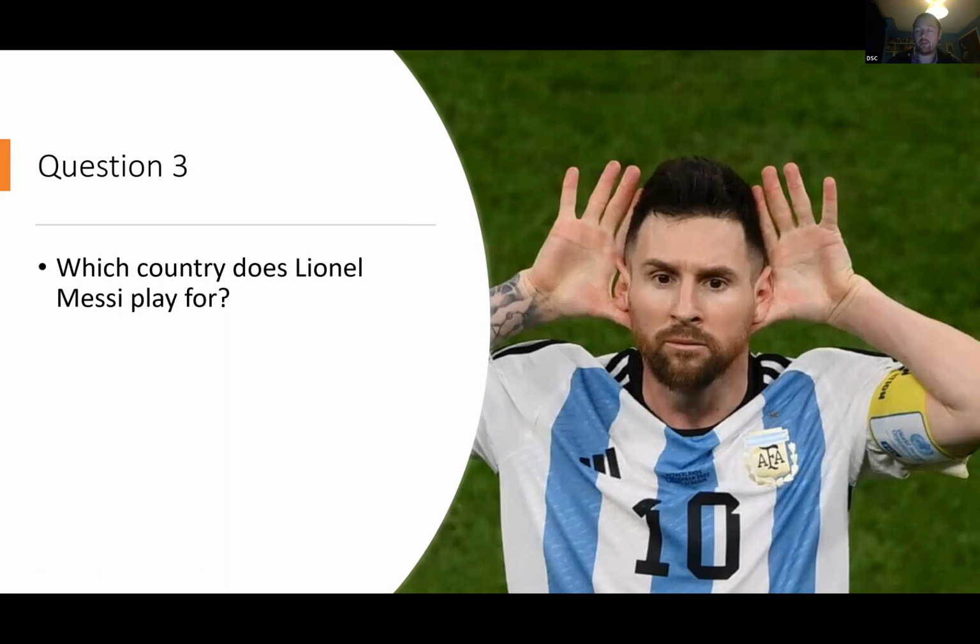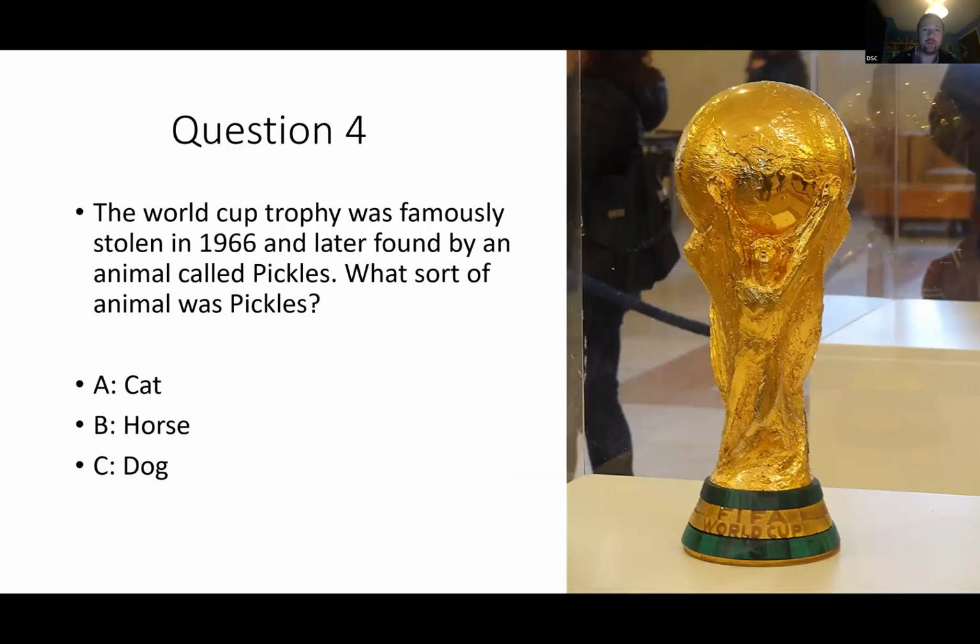Okay, going on to question 4. The World Cup trophy was famously stolen in 1966 and later found by an animal called Pickles. What sort of animal was Pickles? Was Pickles A, a cat, B, a horse, or C, a dog? And I'll tell you the story of what happened.